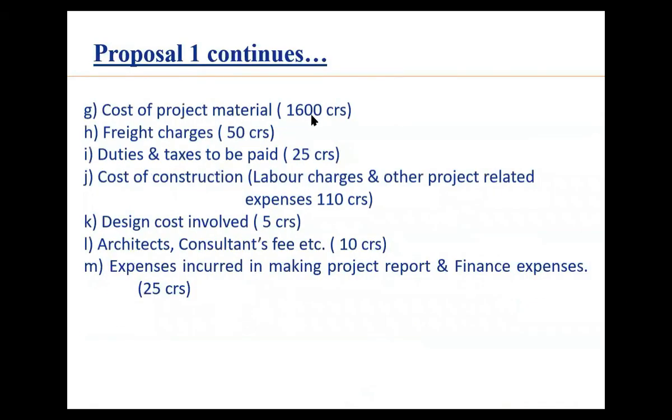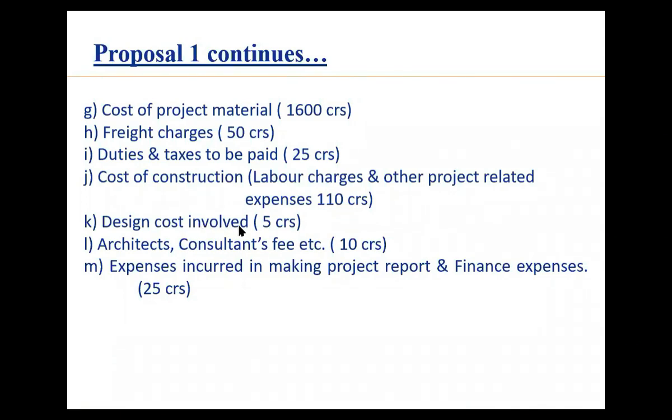Other thing, cost of the project material, you have to add. Now you are making the sum insured. What is that? Entire machinery cost, imported and indigenous, that is 1600. Freight charges 50, duties 25, labor, your construction cost, it is 110. And if temporary construction is there, that construction is also added to the cost of construction.